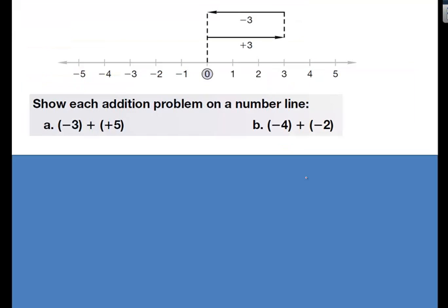So let's see if you can show each addition problem on a number line. When you're asked to do this, this is how they want you to show it. So you're going to draw a number line. I'll do A and then you do B. And you have 0, and you have 1, 2, 3, 4, 5, 1, 2, 3, 4, 5. So we're going to go negative, we're going to come up and go -3, 1, 2, 3, right there, then go up, and then go 5, 1, 2, 3, 4, 5, and end up at +2. You do B and see if you can get the correct answer.